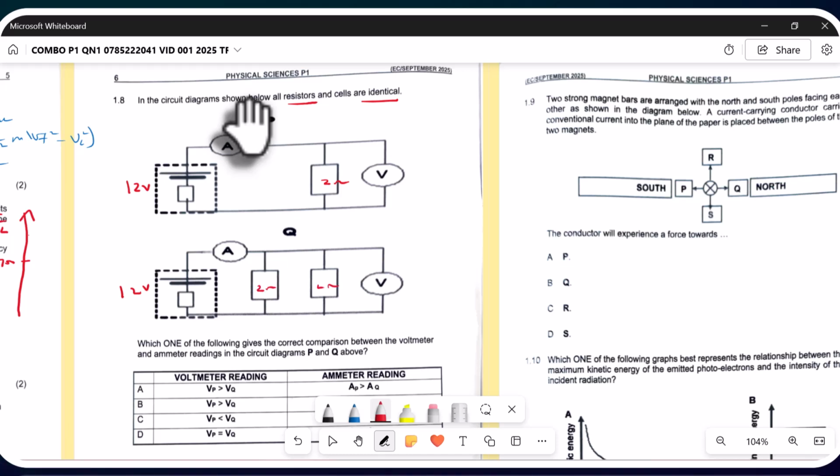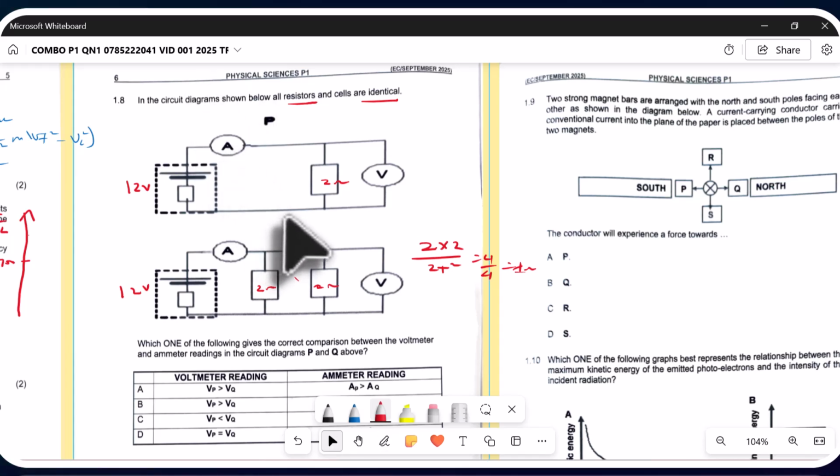So I start from there. The ammeter reading in P is going to be lower than the one for Q. So I look at my alternatives here. Because of the lower resistance here, we know that current and resistance are inversely proportional. So for that matter, the current passing here is going to be more. So the ammeter reading in Q is going to be greater than the one in P. So if I check here, Q is bigger than P. So I'm going to choose from these options here.